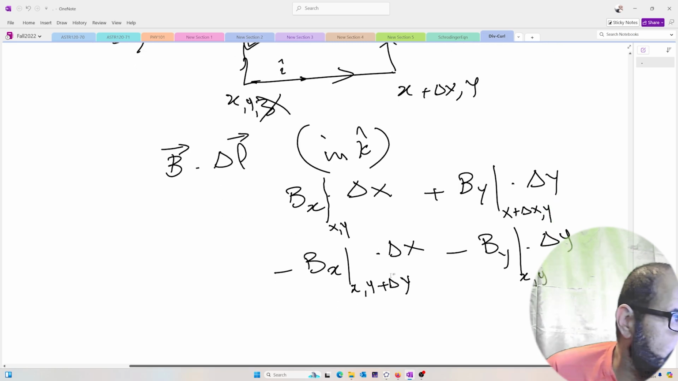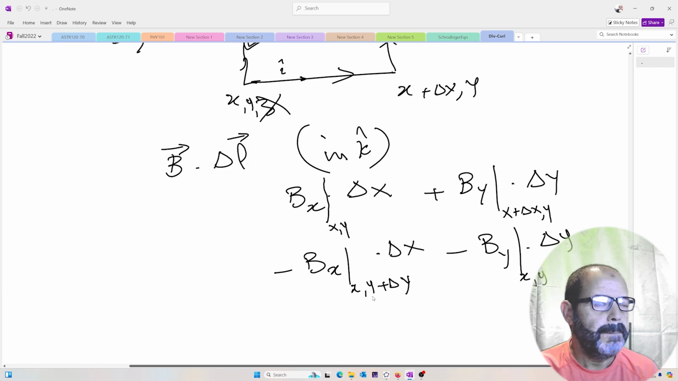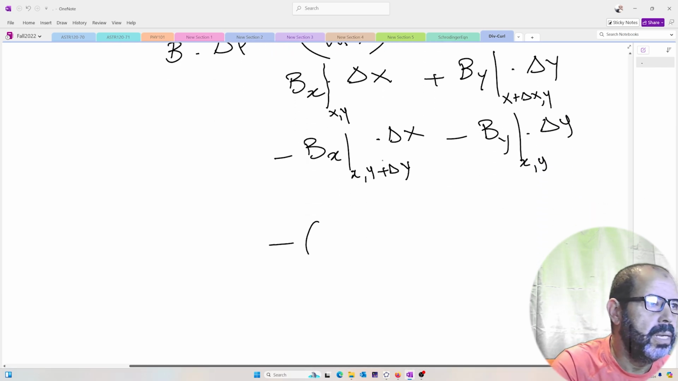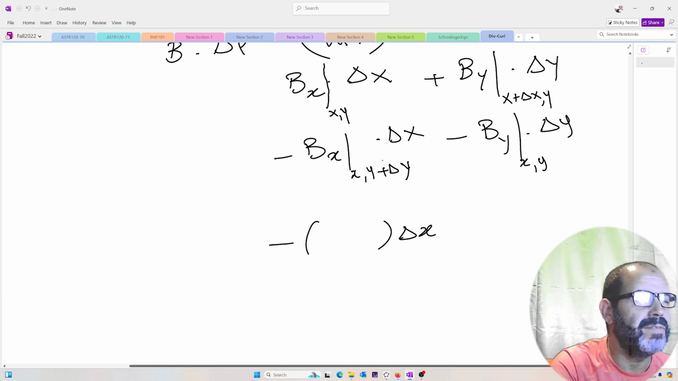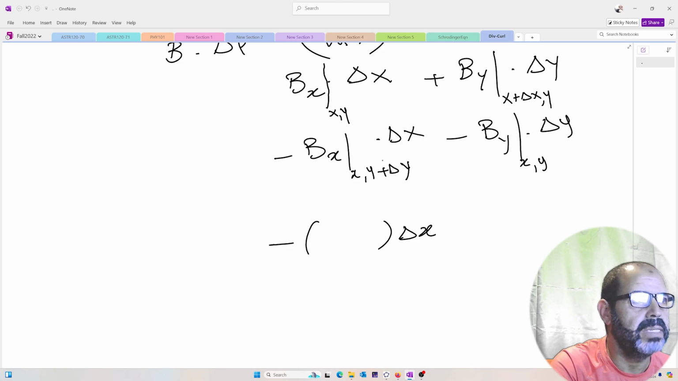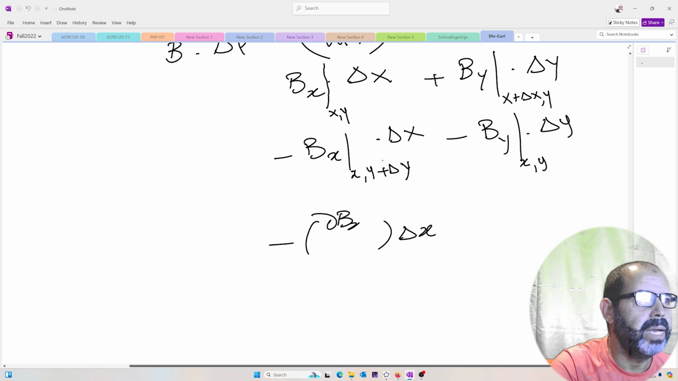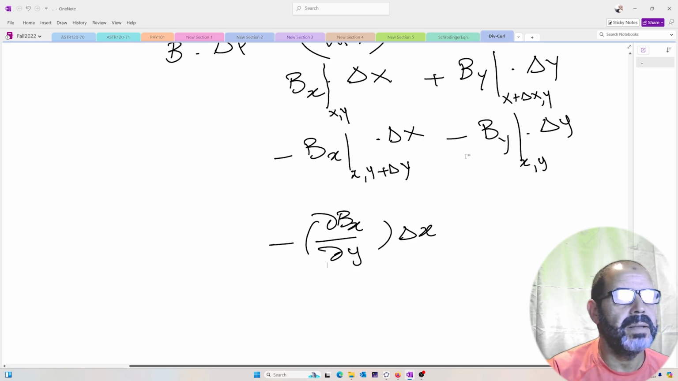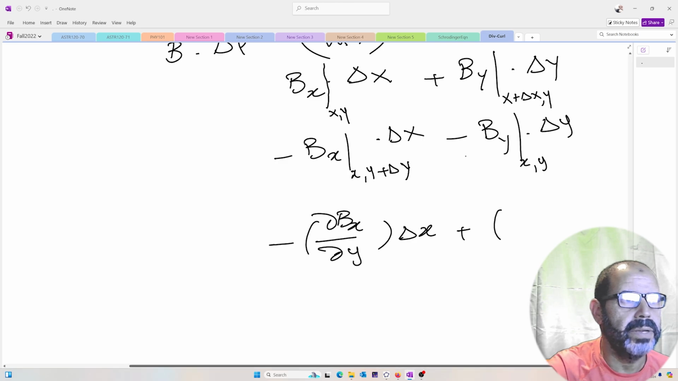Look at these two differences here. Again, I'm going to pull a minus delta x out as a common factor. So I have a minus something times delta x, and that something is the difference between these two quantities of the component bx at y plus delta y and bx, and that is the partial of bx with respect to y. Y is the variable here that has changed. And here, it's going to be a positive delta y again, after I take delta y out.